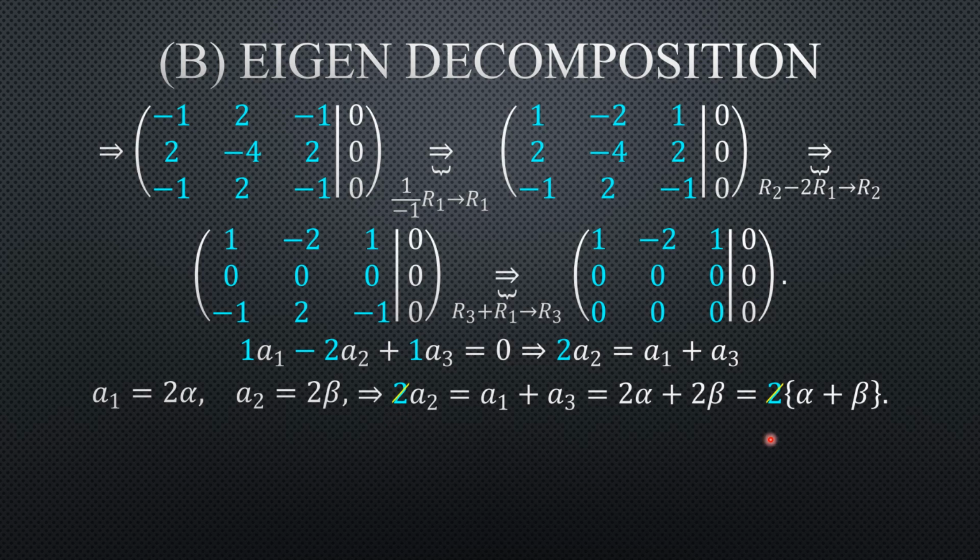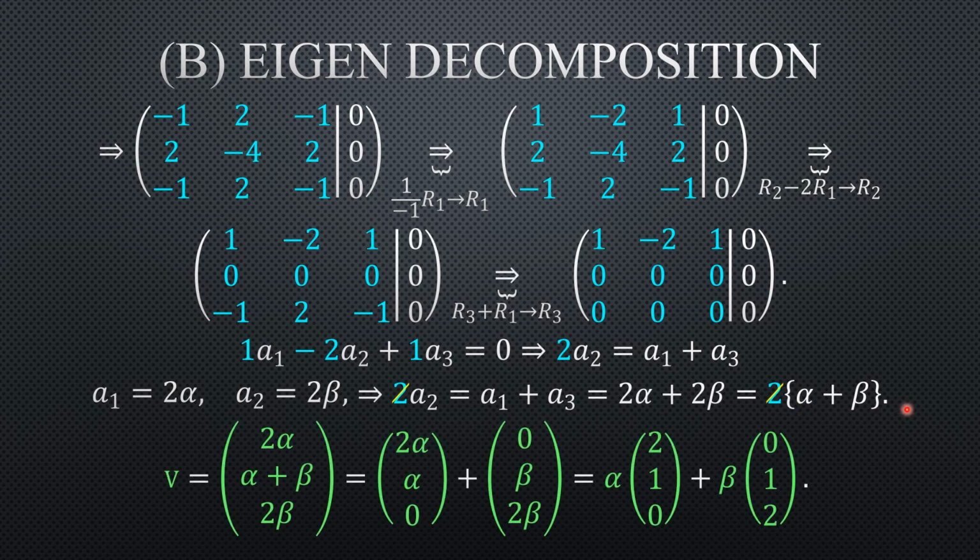Note that this 2 is going to end up canceling with this 2 once we do the math on this, substituting in A1 and A3, factoring out the 2, they cancel. So now we have an expression for A2 that is linear and unscaled with respect to alpha and beta. Therefore, our general solution now takes the form of 2 alpha, alpha plus beta, 2 beta, and then we can see that we can decompose them linearly.